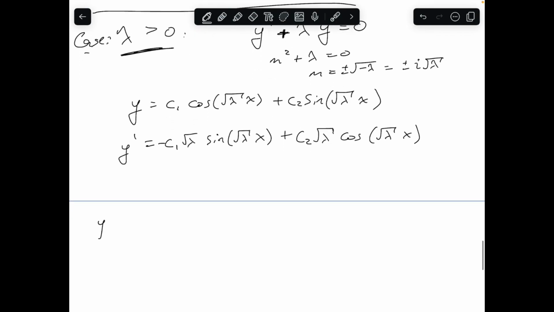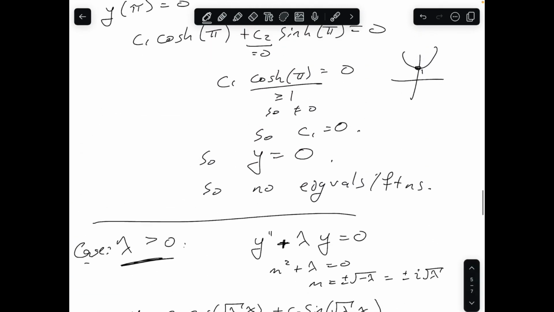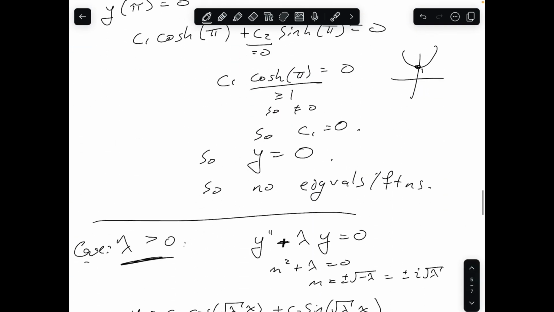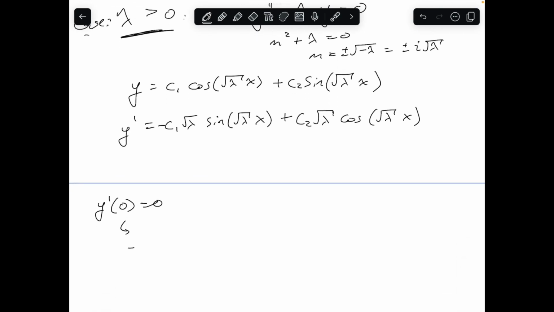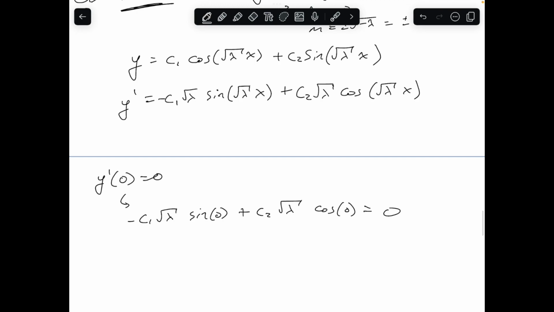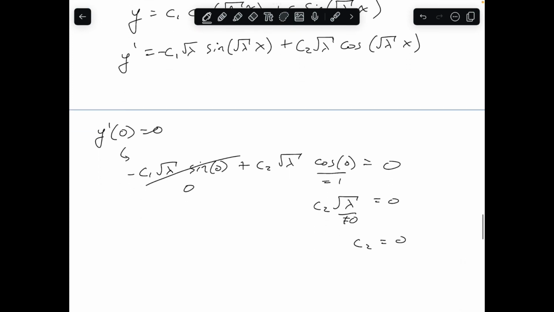And so now we'll plug in our conditions. y prime of 0 equals 0. I think that was the right condition. Yeah, y prime of 0 equals 0. So this leads to negative c1 times root lambda times sine of 0 plus c2 root lambda times cosine 0 equals 0. This goes away because sine of 0 is 0. And then cosine 0 is 1, so we get c2 times square root lambda is equal to 0. Lambda is a positive value, and in particular, it's not equal to 0, so that tells us that c2 has to equal 0.